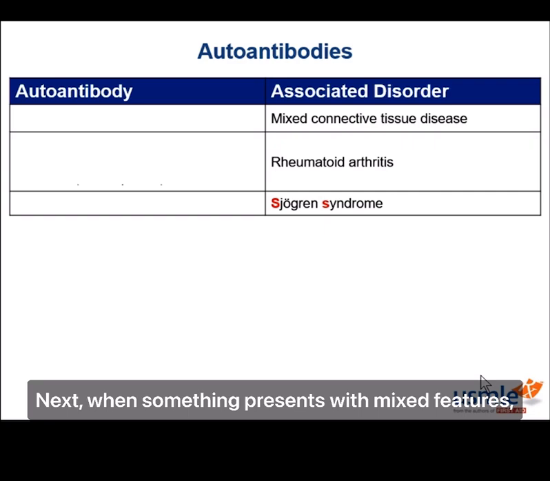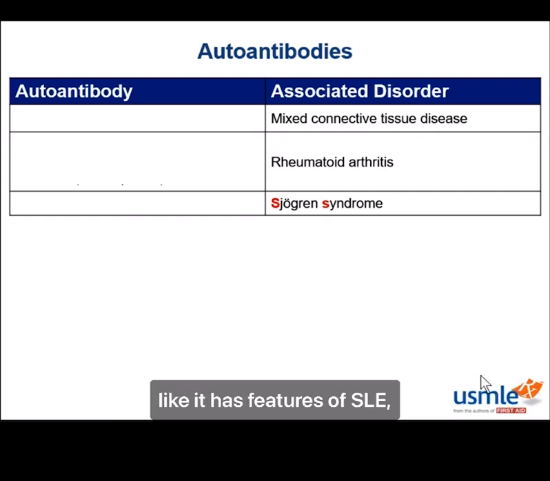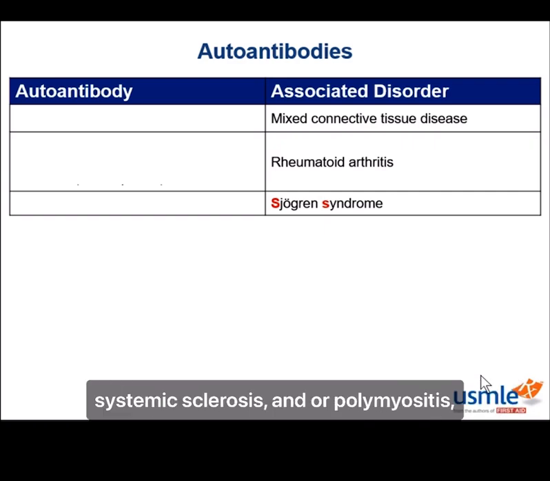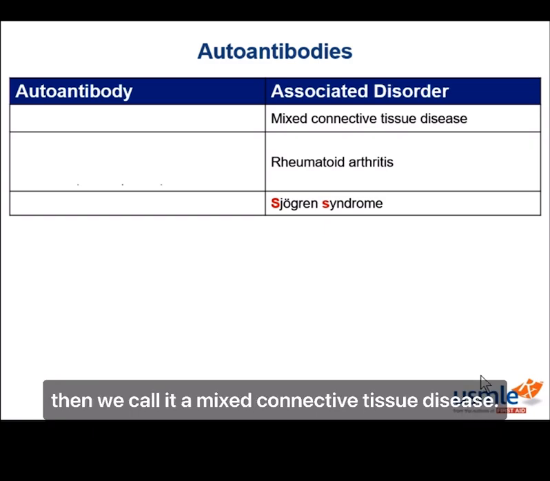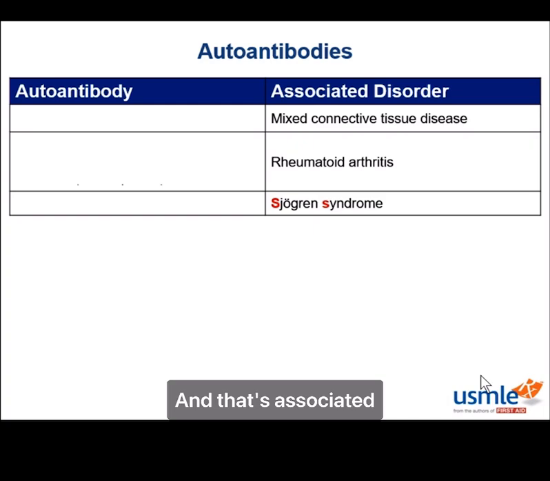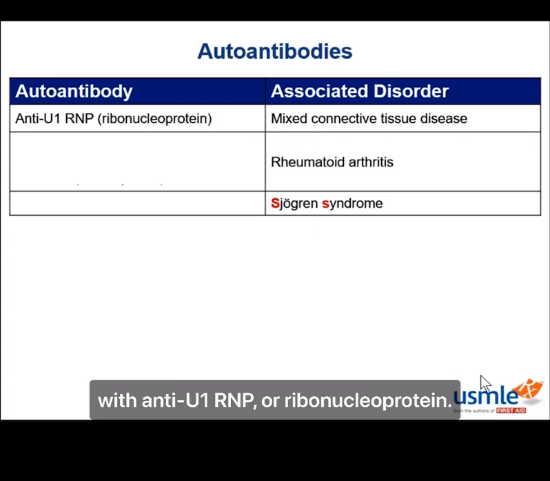Next, when something presents with mixed features, like it has features of SLE, systemic sclerosis, and/or polymyositis, then we call it a mixed connective tissue disease, and that's associated with anti-U1 RNP, or ribonucleoprotein.